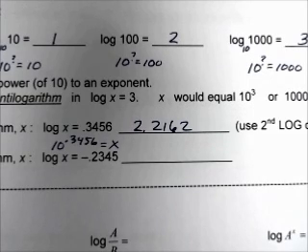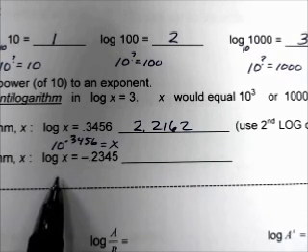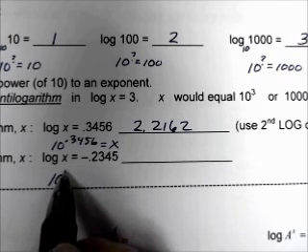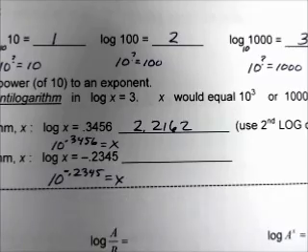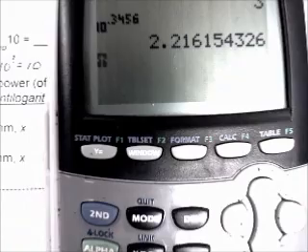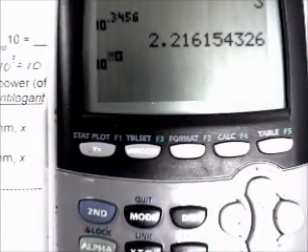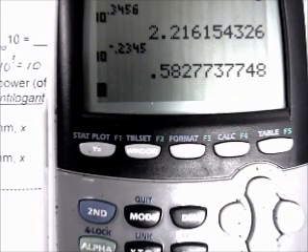The next one, log x equals negative 0.2345. Again, the base is 10, so if you want, write this in exponential form. 10 to the negative 0.2345 equals x. Go to the calculator, second log, negative 0.2345, and the result is 0.5828.